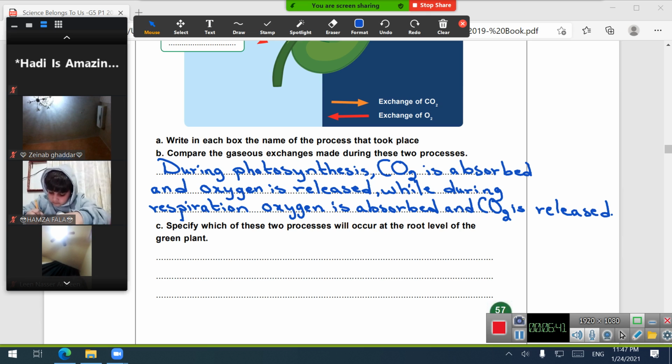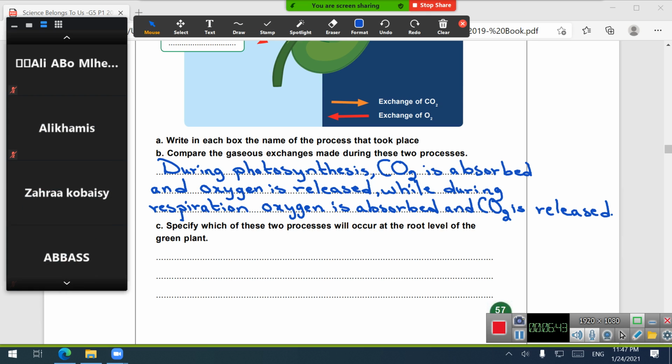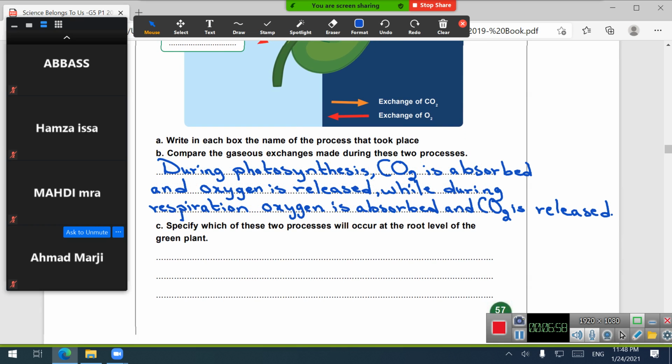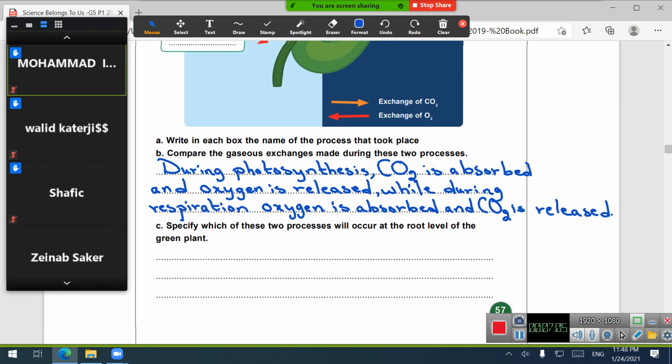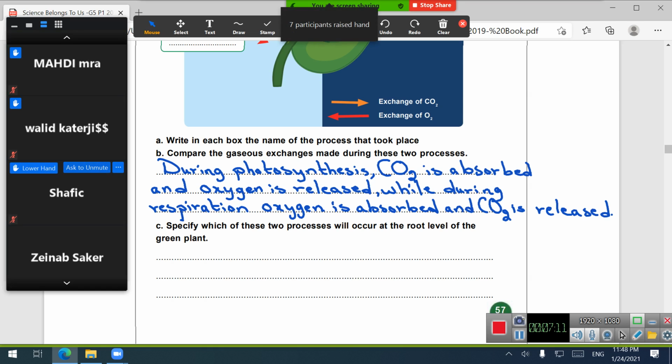Now, let's move to part C. In part C, we have to specify and justify which of these two processes will take place at the root level and not at the leaf level. Which one of these two processes takes place at the root level? Let me ask Shafiq now.